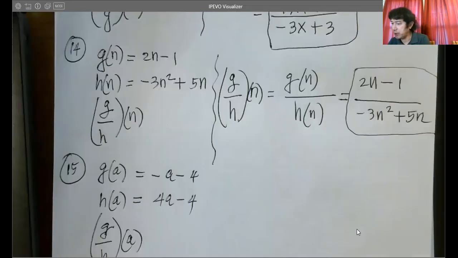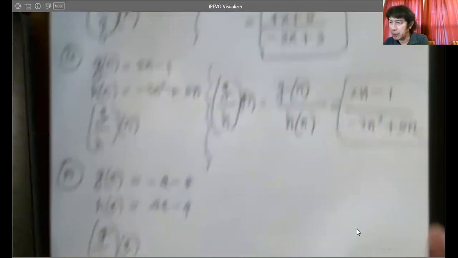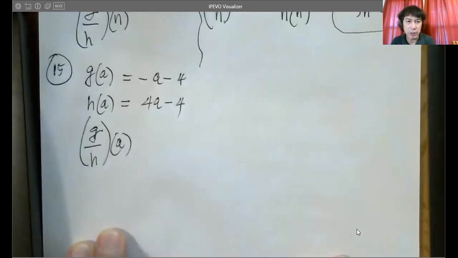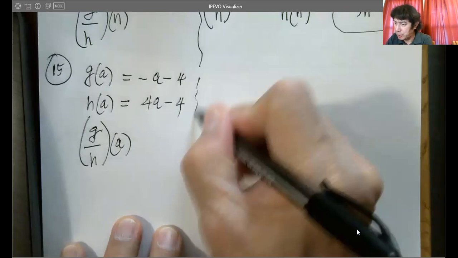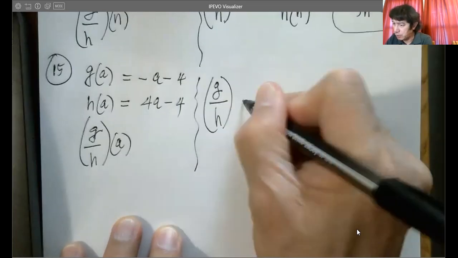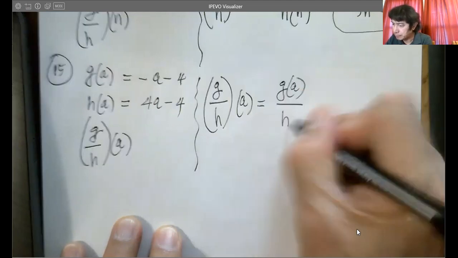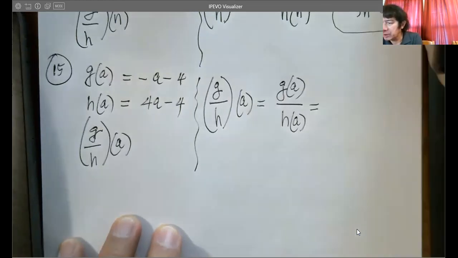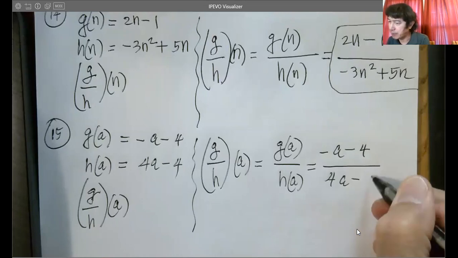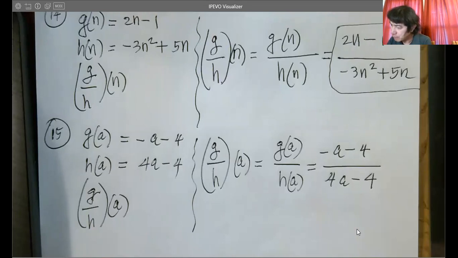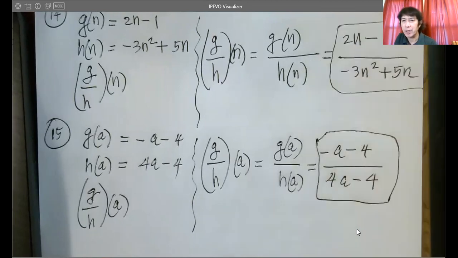Okay, here's number 15. Let's just adjust the paper so we can see it clearly. g of a is equal to negative a minus 4. The h function is equal to 4a minus 4. All right, so find g over h of a. The required is g over h of a equals g function divided by h function. And we will just put the equivalent of g, that's negative a minus 4 divided by 4a minus 4. There. And that's it. That's the equivalent.